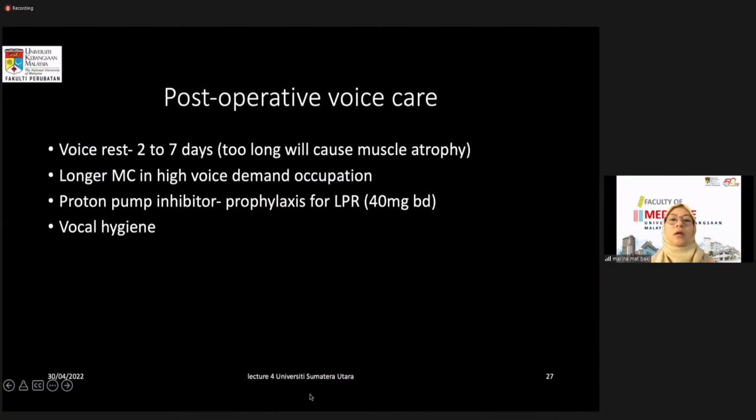Post-operatively, to optimize healing and to prevent scarring, post-operative care is very important. You need to tell the patient to rest the voice. Normally, I tell them to rest their voice for 5 days, and for those patients who are high professional voice users, who use the voice a lot, I give a longer medical certificate so that they wouldn't fully use the voice for a certain duration. And I normally give a proton pump inhibitor as prophylaxis to prevent any acid reflux to the surgical area, and re-emphasize vocal hygiene to the patient.